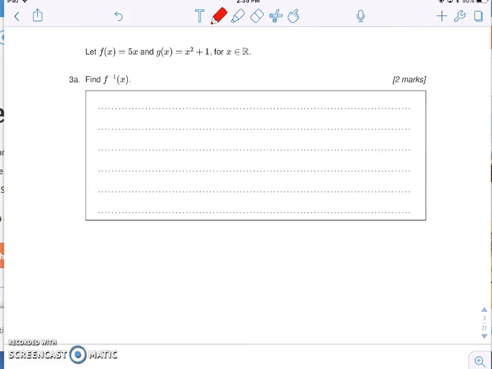So the next one, f of x equals 5x, and we're asked to find the inverse of f. So inverse, switch x and y. X equals 5y. Divide by 5. So we have x divided by 5 equals our inverse there.